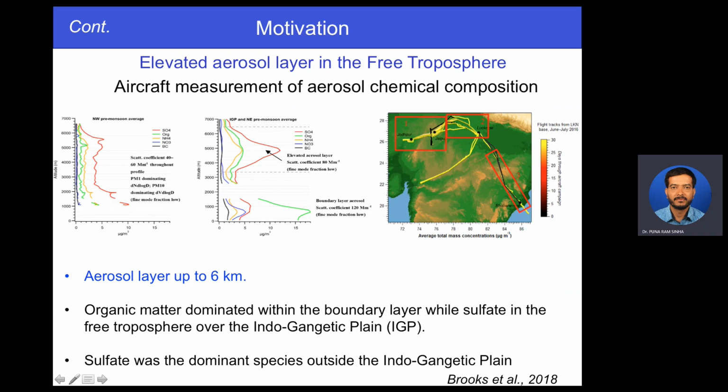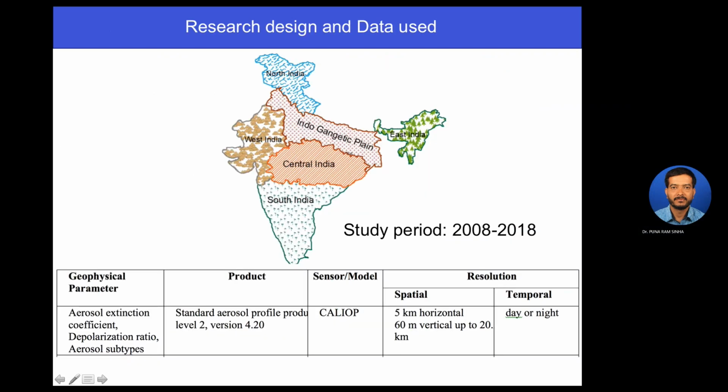Whereas during northwest pre-monsoon, sulfate was the dominant species outside the Indo-Gangetic plain. But both profiles showed aerosol elevated layers between 4 to 6 kilometers.